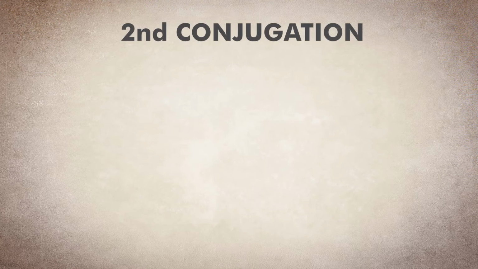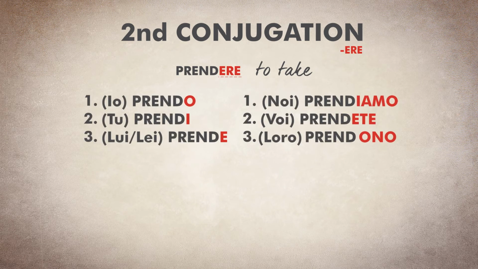Now we can move to the second conjugation. We'll take the verb prendere, which means to take. We drop the infinitive ending ere and we add o for the first person singular. Io prendo. I for the second person singular. Tu prendi. E for the third person singular. Lui, lei prende.